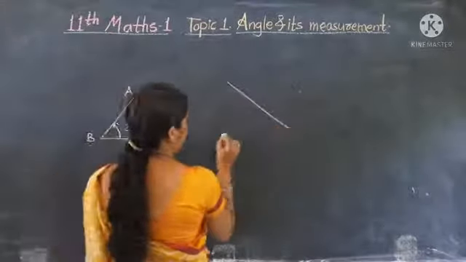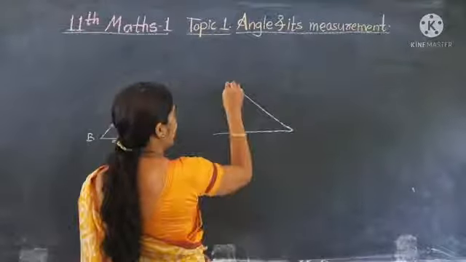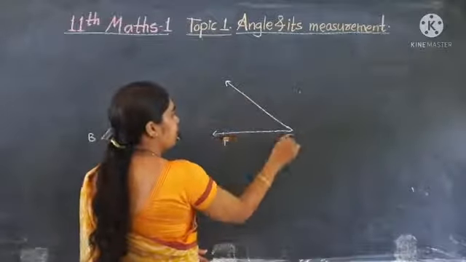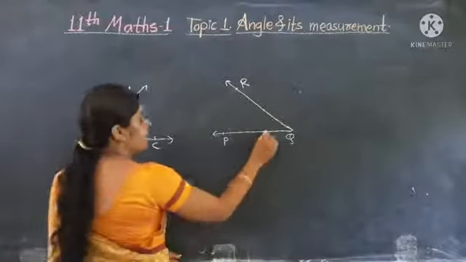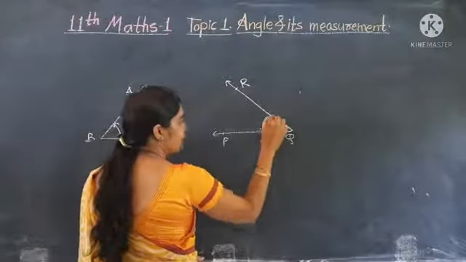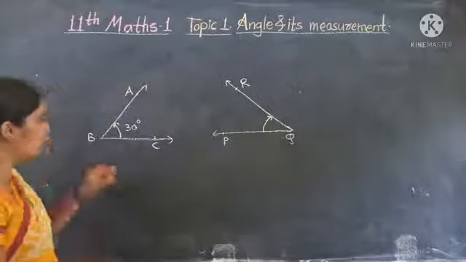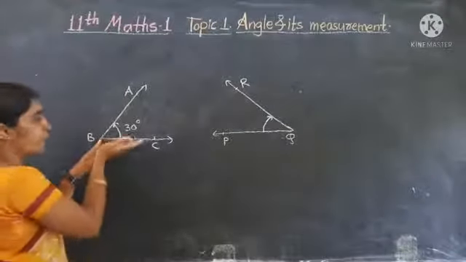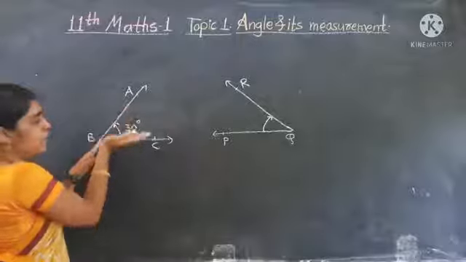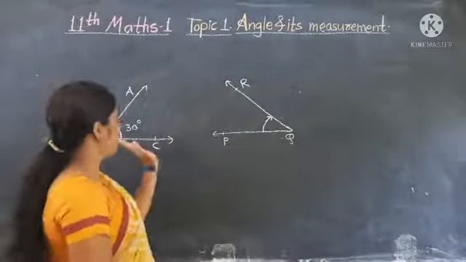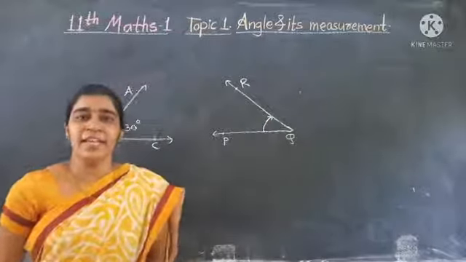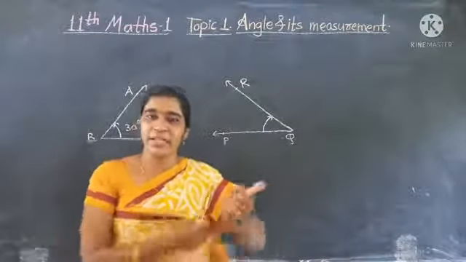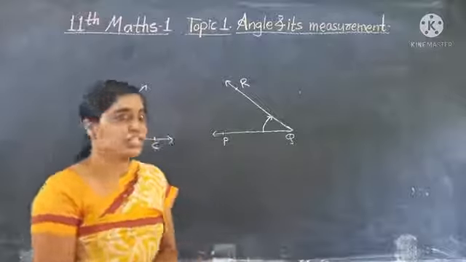And here I also draw one more angle, PQR. In this way we measure the angle with the help of a protractor. We take the protractor and measure in this way. This direction is, and here in this way. Here we suppose this direction as clockwise and anti-clockwise directions.